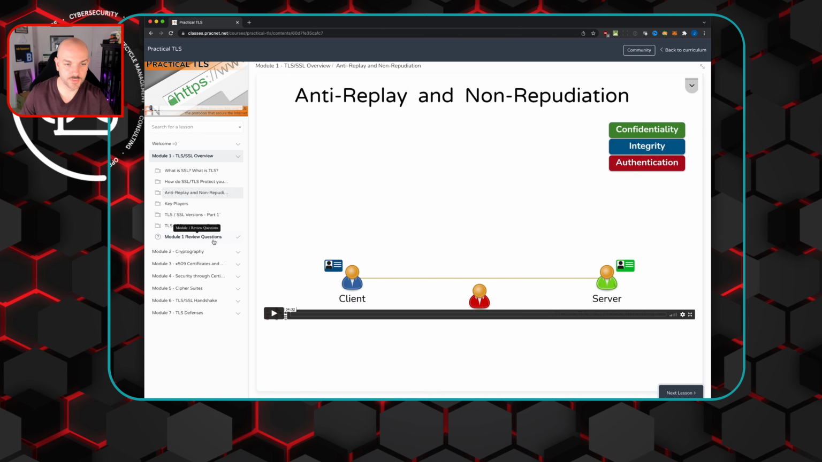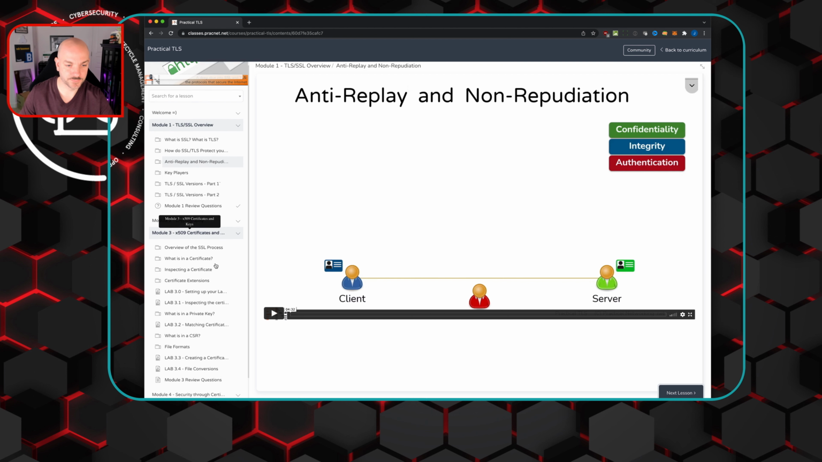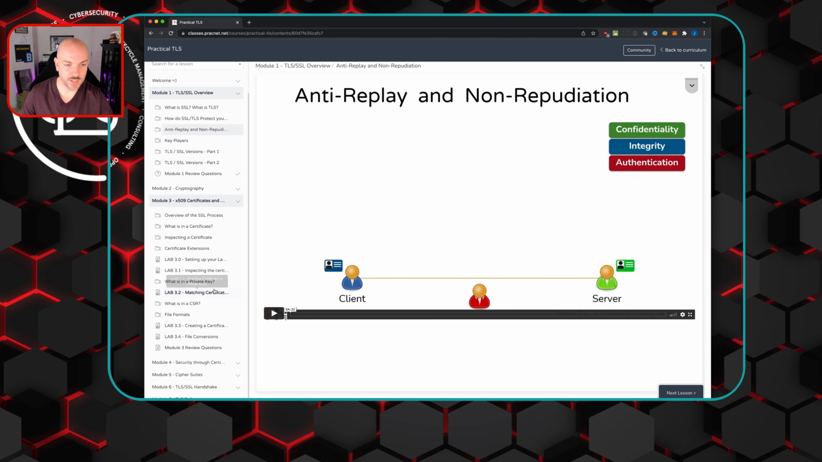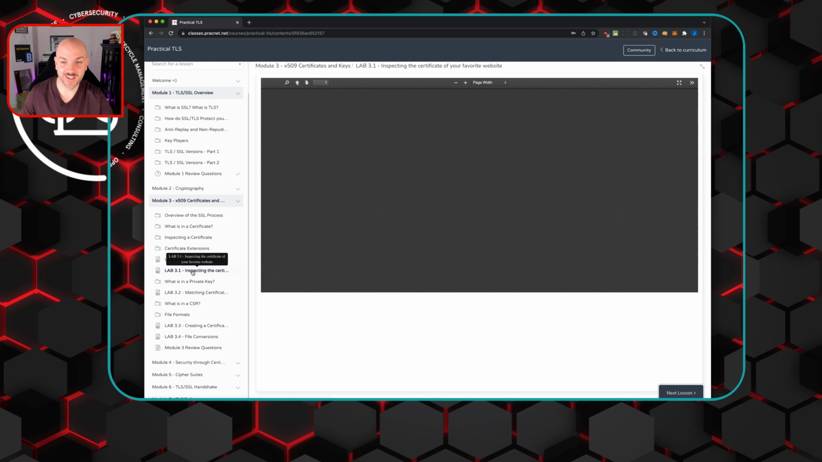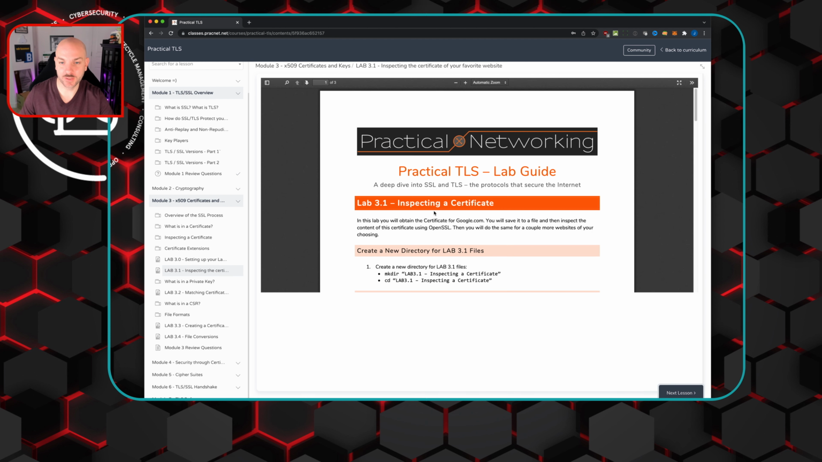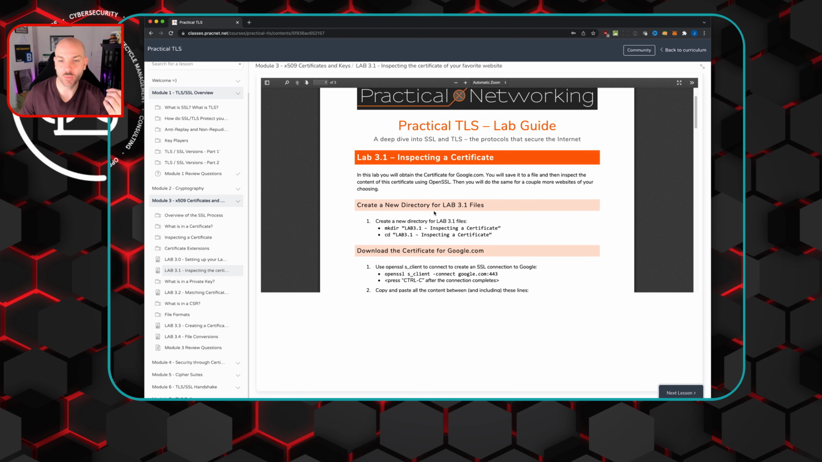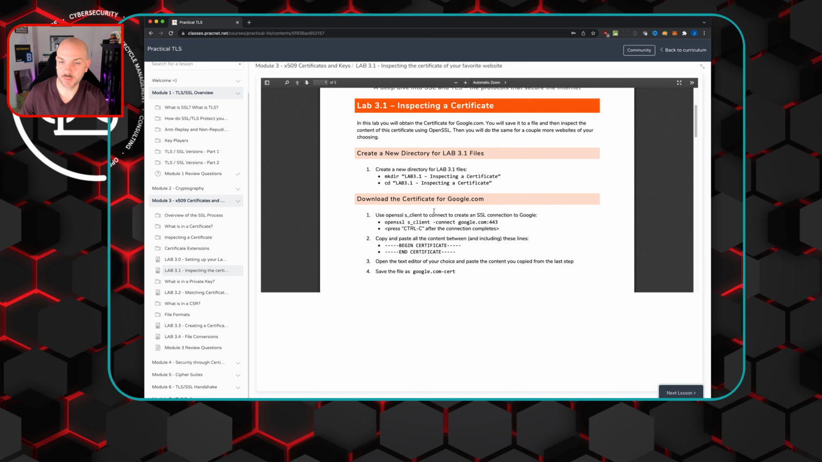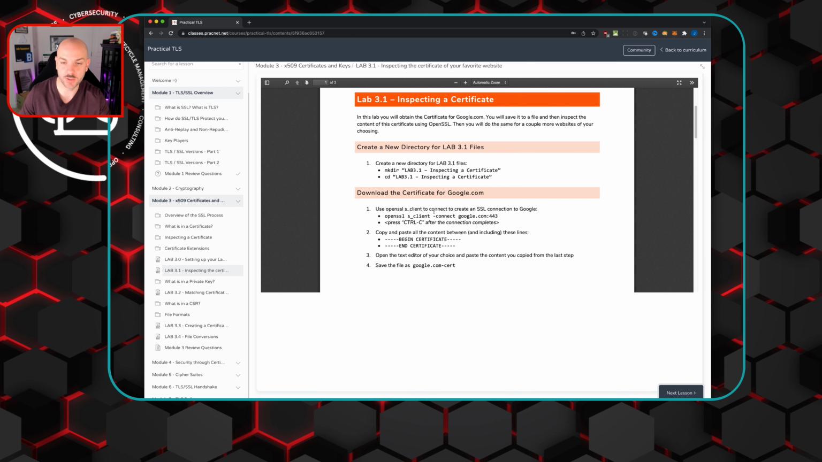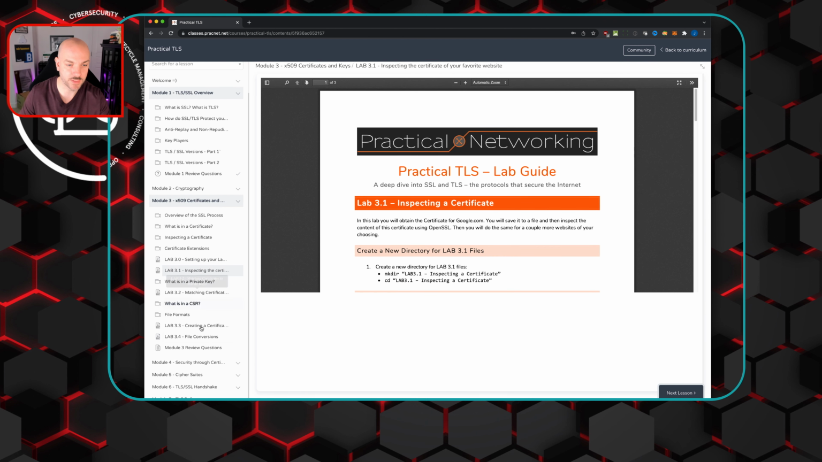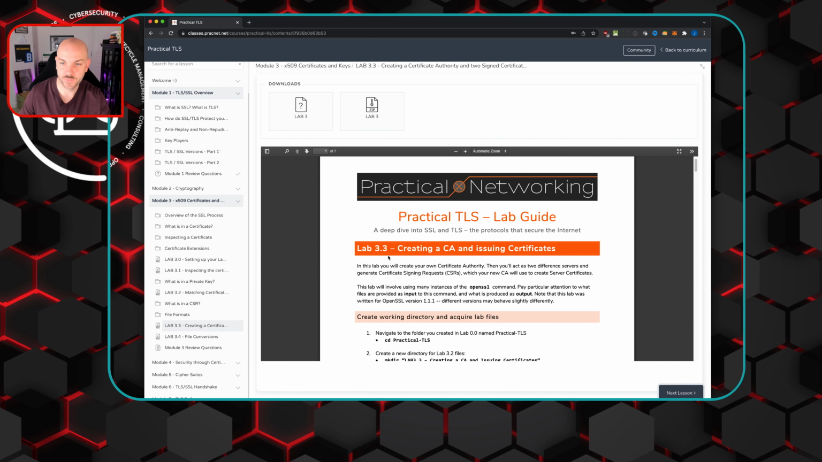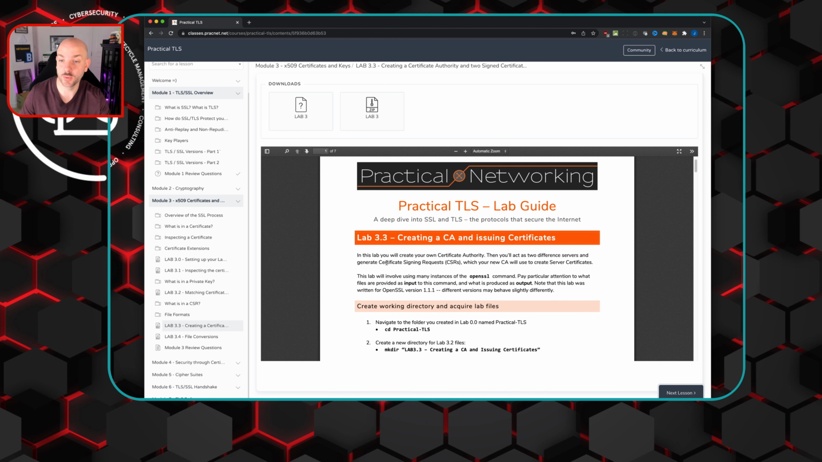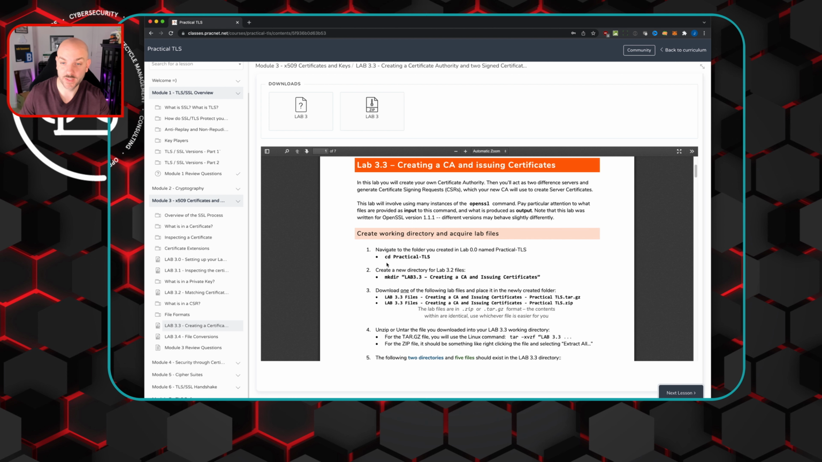All the different lessons, the review questions, and then all the different labs. Let me show you a little bit, without giving away too much, what the labs look like. They're very, very well laid out. All of the commands are explicitly laid out there in a way where it's very, very easy to follow along. In this one, we're talking about inspecting certificates. Here's another one on creating a certificate authority and issuing certificates.